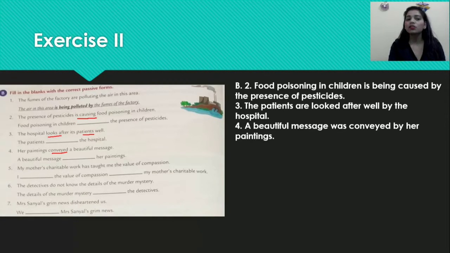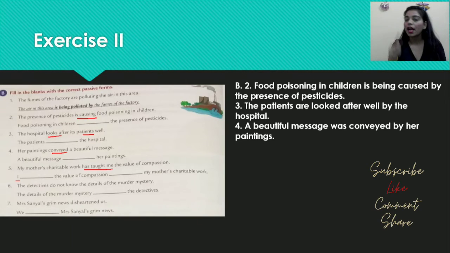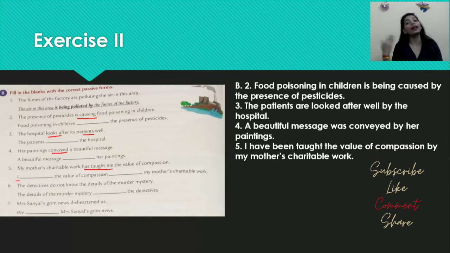My mother's charitable work has taught me the value of compassion. Me has to be changed into I. अब has किस में change हो जाएगा? Have. Have been taught. So I have been taught the value of compassion by my mother's charitable work. Clear? Look at the sentence number 6 now.